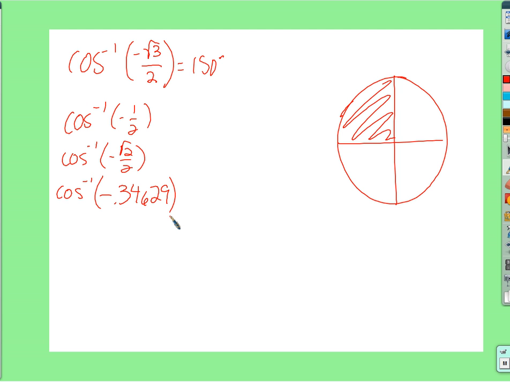Now, where am I going to get the inverse cosine of square root of 2 over 2? Lots of angles have that cosine. What are we going to choose over there?